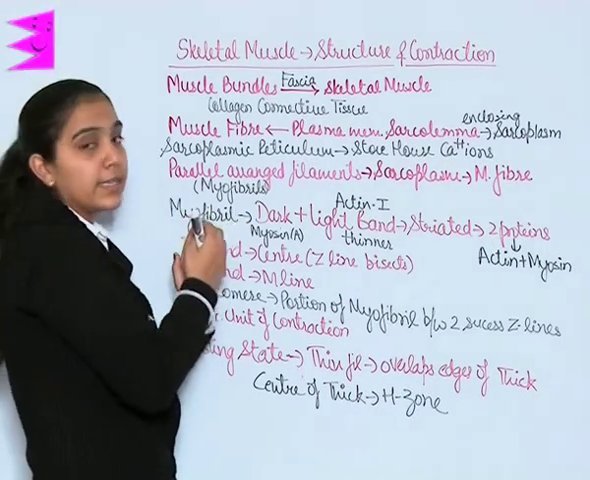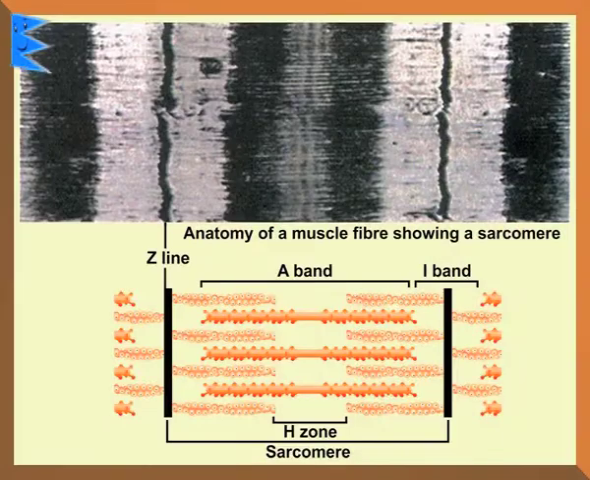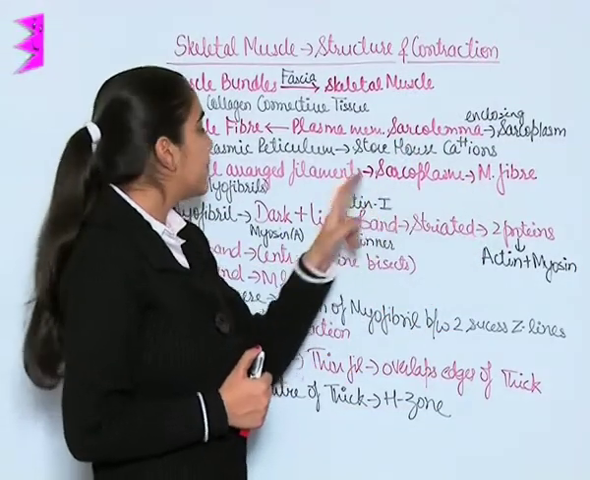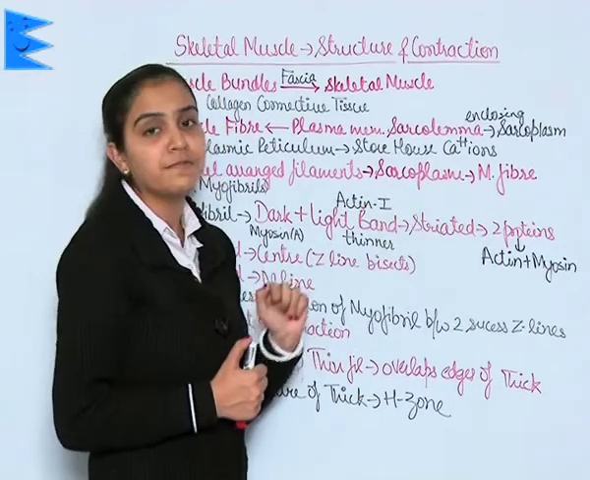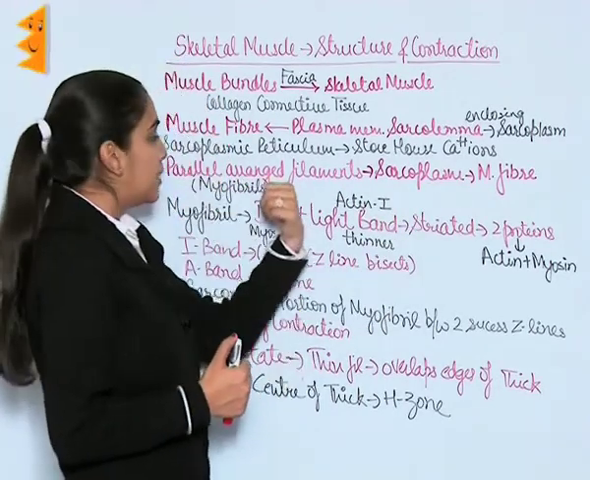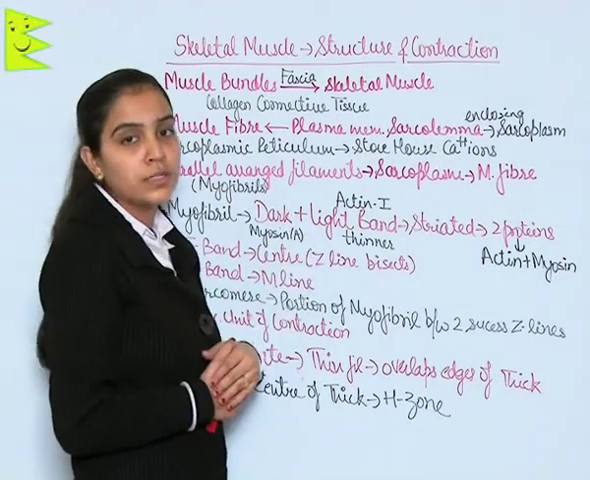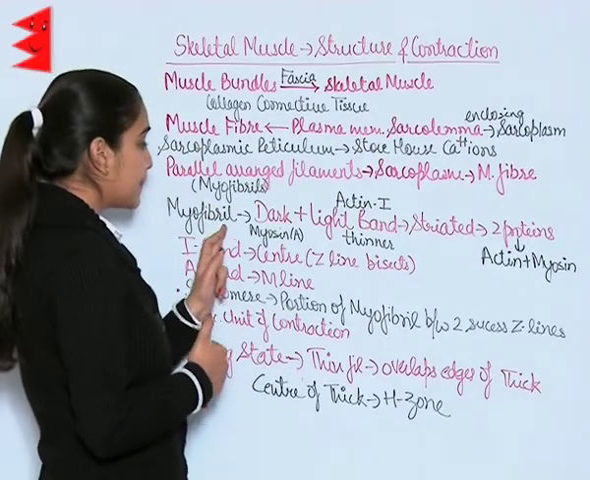We can see in the other diagram parallel arranged filaments give rise to striated sarcoplasm, and which forms muscle fiber, and these parallel arranged filaments are also known as myofibrils. In a muscle fiber, you will see that in the sarcoplasm of muscle fiber, the filaments are parallelly arranged, and these filaments are also known as myofibrils.